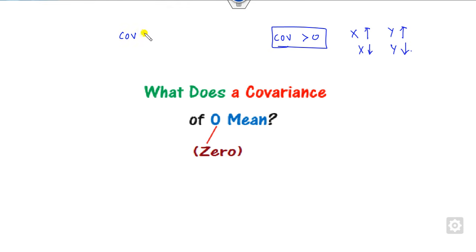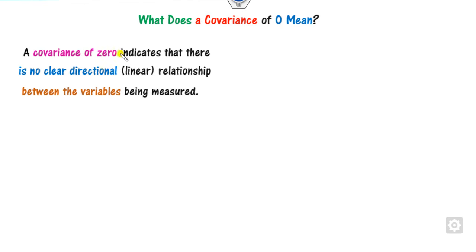What is the meaning of negative covariance? It means if x increases, y decreases, or if x decreases, y increases. That means they move in opposite directions, so the covariance is negative. If they move in the same direction, then the covariance is positive. But what does zero covariance mean? Zero covariance means there is no linear relationship between the variables.